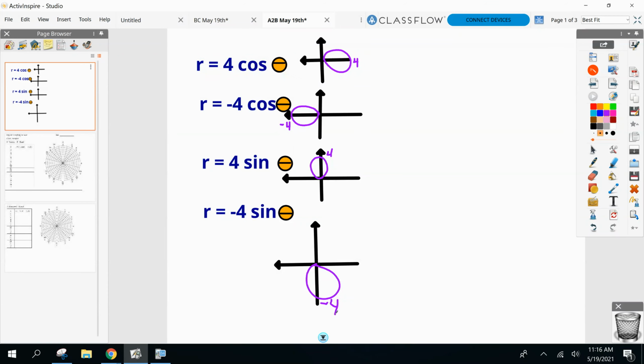So at least we should know before we start graphing what it looks like. So that's one type of graph, the circle. Are you ready for the new type?